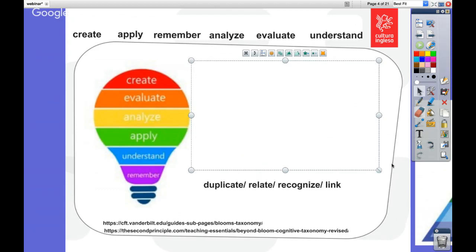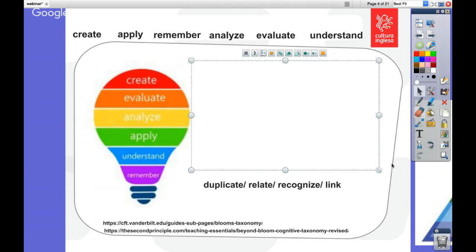After that, we have to analyze. So how students can analyze what they have remembered, what they have understood, what they have applied. So now they have to analyze. So they have to contrast their information with their colleagues' information. They can classify if they are working with verbs or nouns. They can ask questions, because by asking questions we are fostering critical thinking.